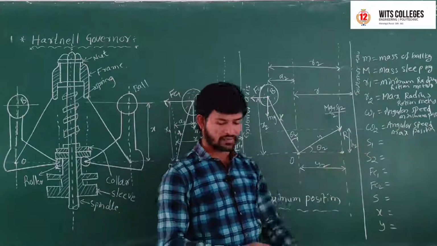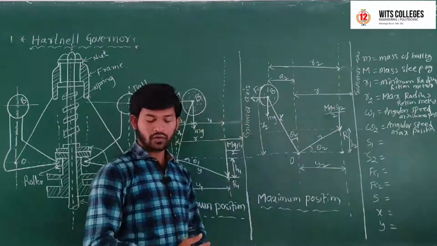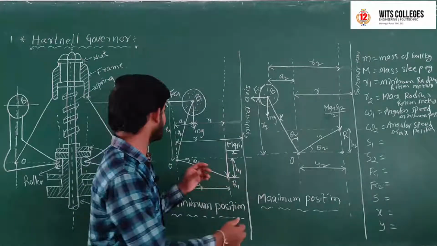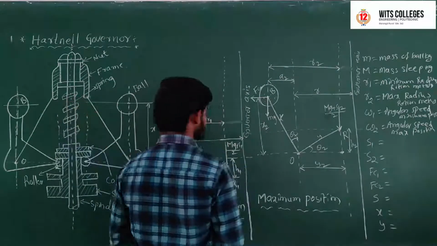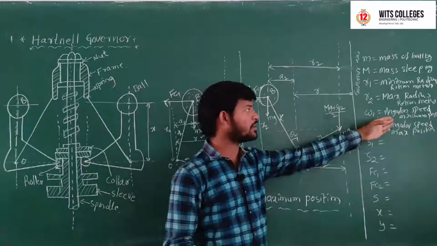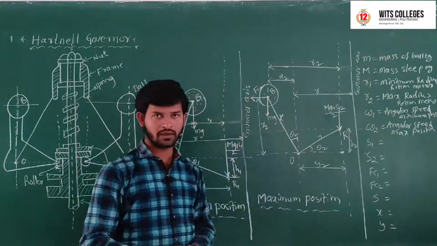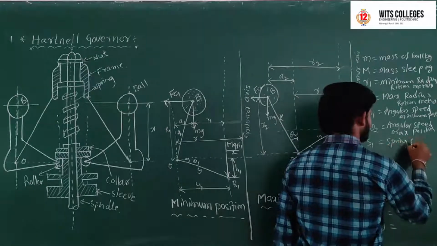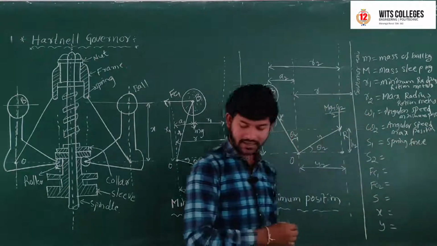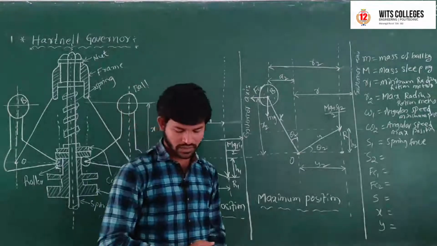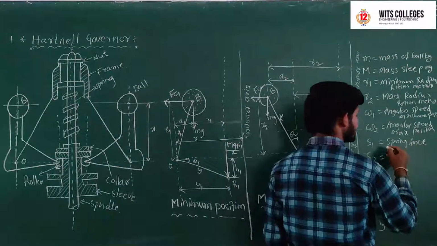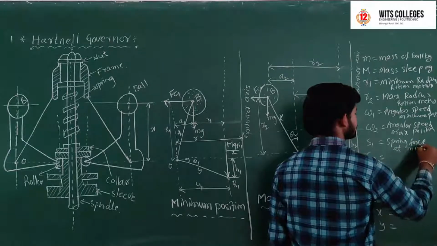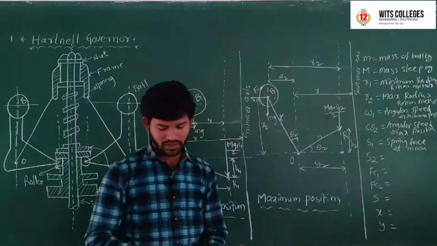Okay, next S1 is nothing but the spring force extracted on the sleeve at omega 1. The spring force is extracted at the angular speed of the minimum position. Okay, spring force extracted on the sleeve at minimum position.